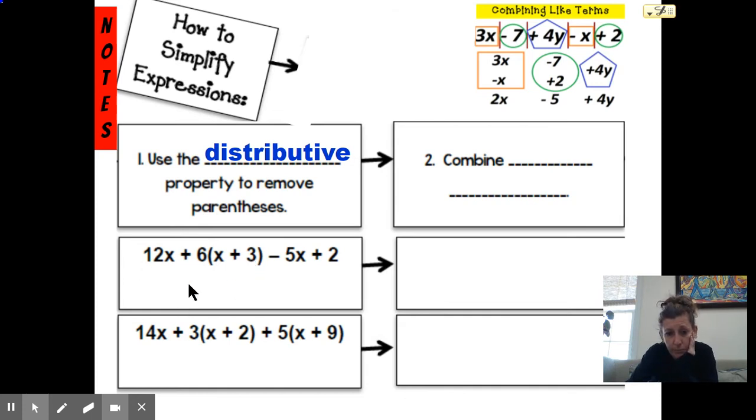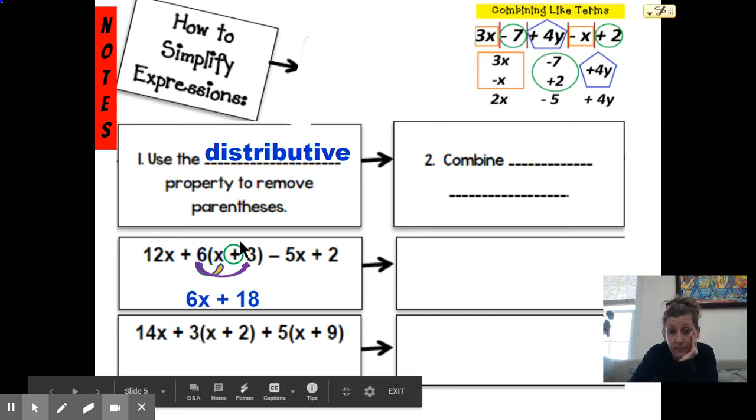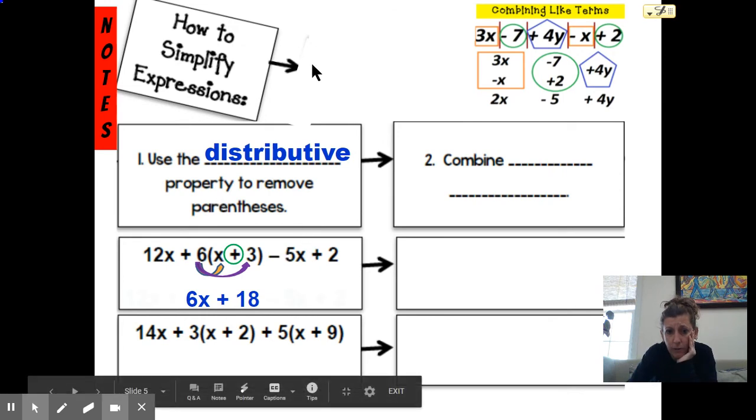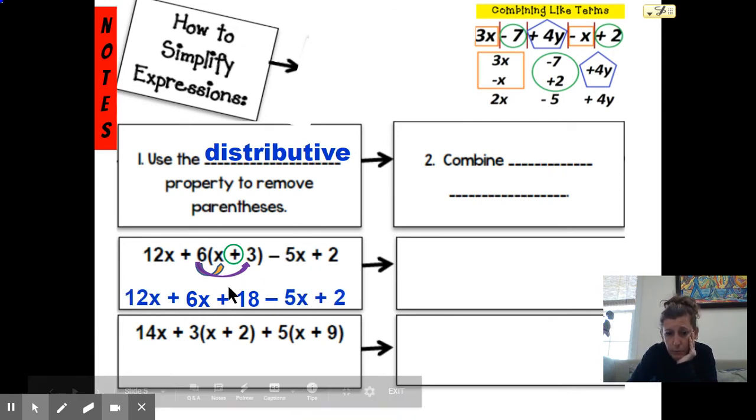So if you take a look, I can't do anything with the 12x, so I'm just going to keep that. But right here, I see my parentheses. So I can distribute the 6 to the x, which is 6x. 6 multiplied by x is just 6x. Again, we don't know what x is, and that's okay. Then we've got to distribute the 6 to the 3. Distribute means to multiply, so 6 times 3 is 18. And I take whatever sign is right in the middle, and that's a plus, and then I drop the parentheses. I'm going to bring every other term down. So now I've gotten rid of the parentheses, and now this should look familiar.